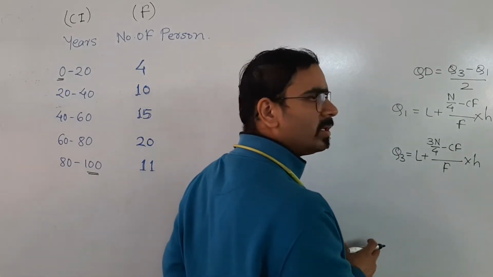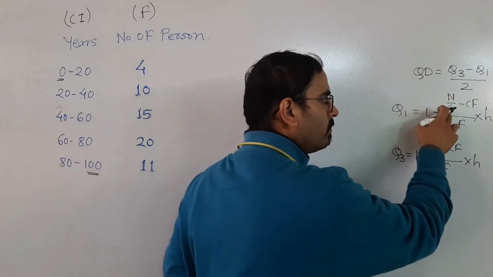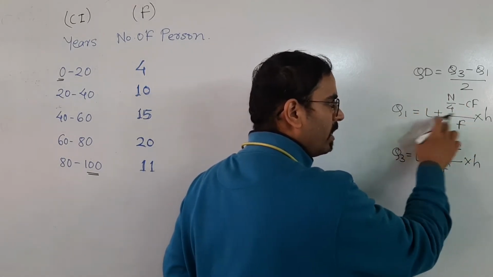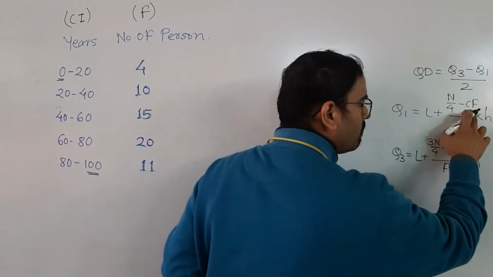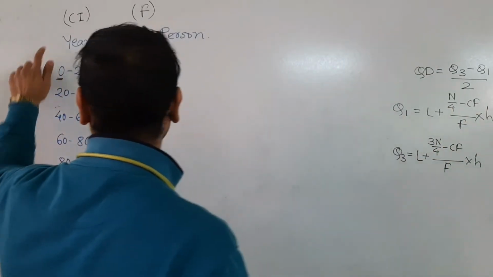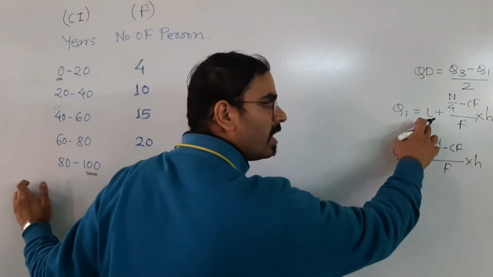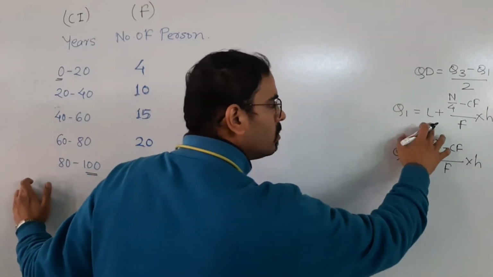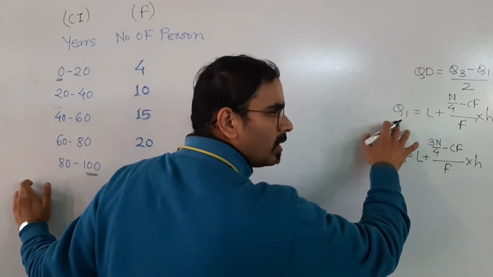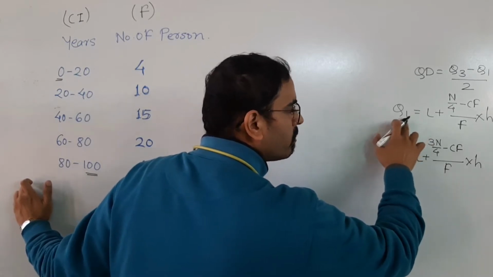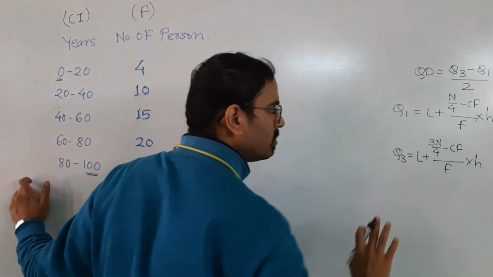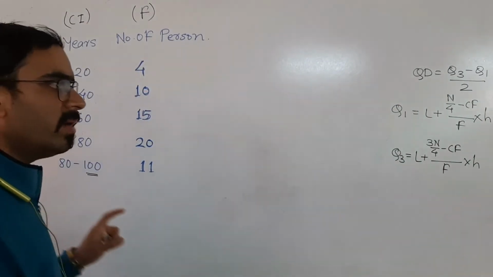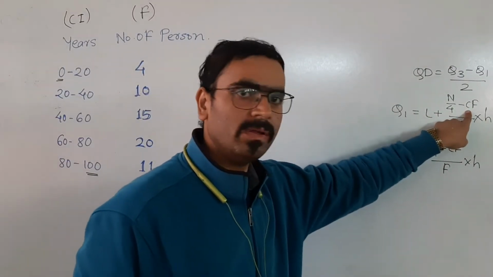So we need to determine the N by 4 value, Cf, F and L. It is clearly determined that whenever the class interval is given, there will be the value of L. So we have to use that formula. For finding Q1, we need to identify N by 4, and the column of Cf is also required.